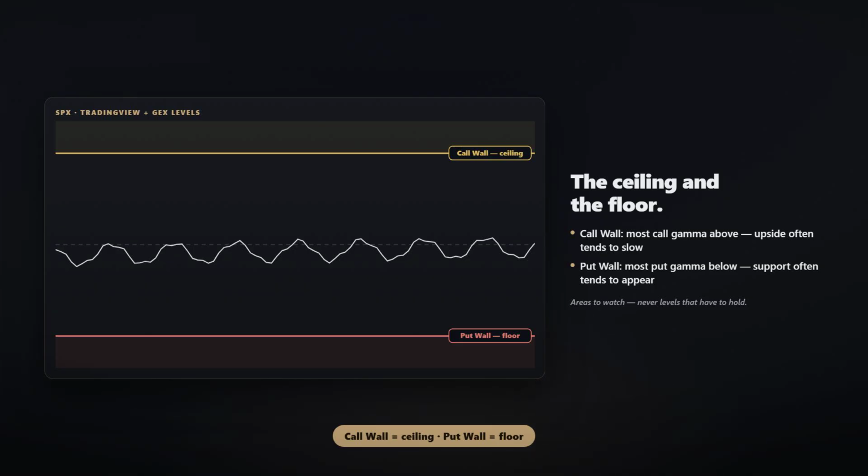The put wall is the mirror below, the strike with the most put gamma. Read it as the biggest floor beneath price, a zone where support often tends to appear. Both are areas to watch, never levels that have to hold.